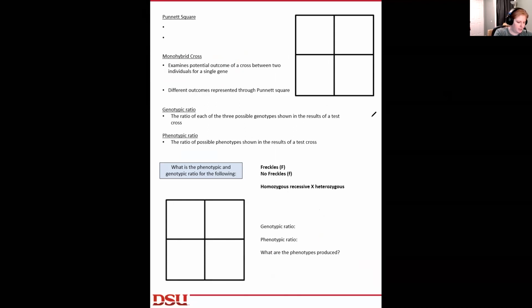Let's talk about Punnett squares. You guys remember these from high school? So I'm going to switch to my text actually here for a second. So Punnett squares show all the possible outcomes between two different genetic combinations.